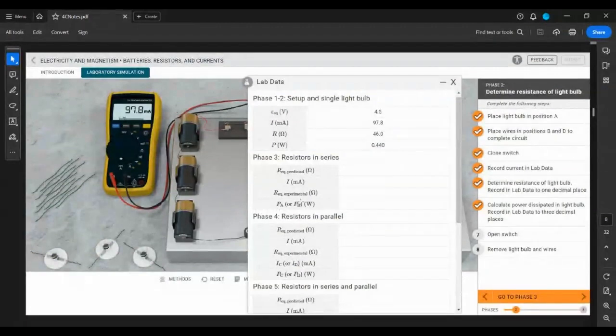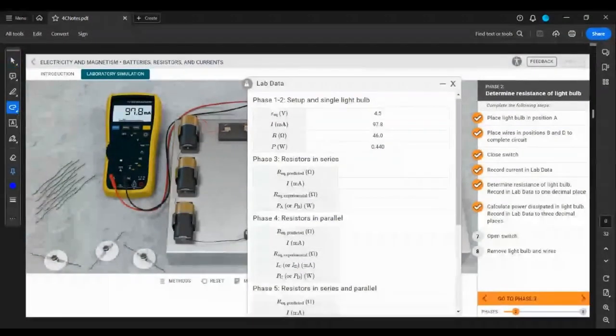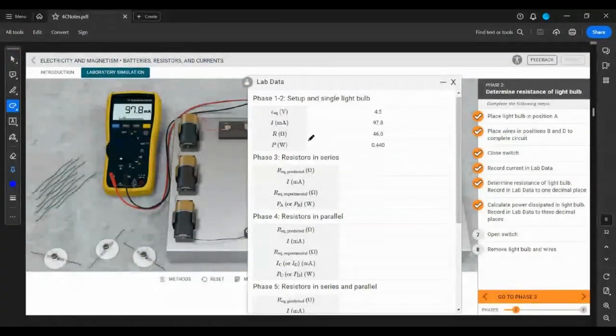All right, so let's check this power number. We've got P equals I squared times R. So for us, I, remember this is milliamps now, so you want to convert to regular amps. That's going to be 0.0978 amps that gets squared. And then the R is the 46 ohms. Then when you calculate this, you get 0.43998, so on, which rounds to 0.440.